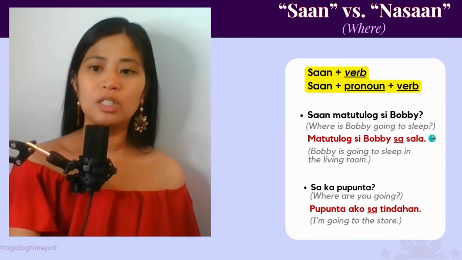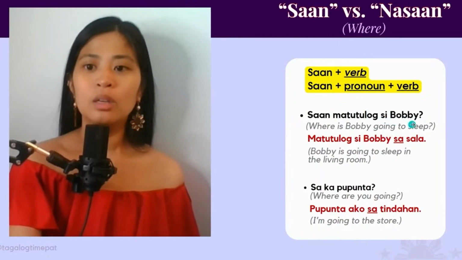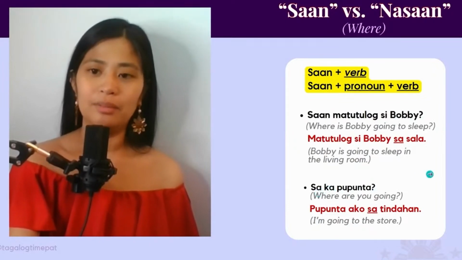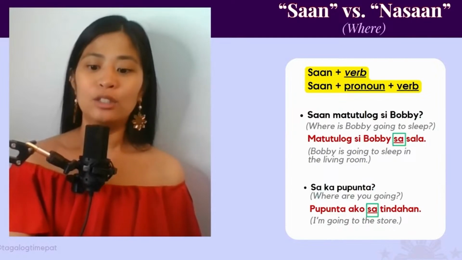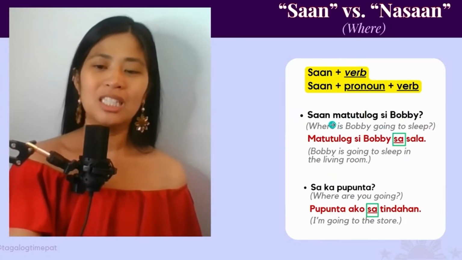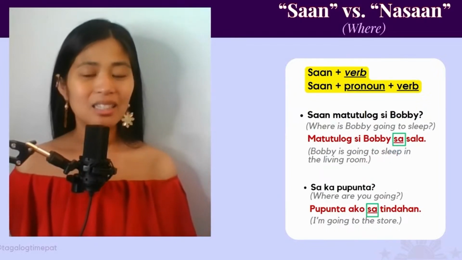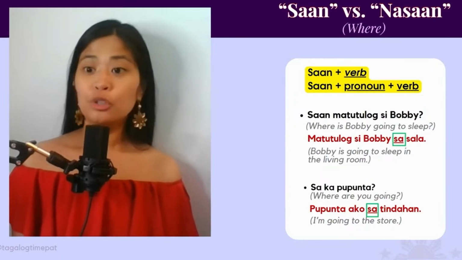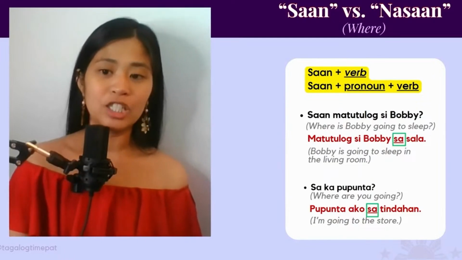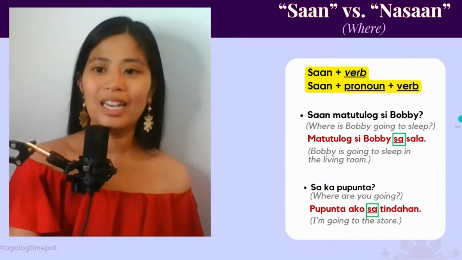If you are talking about someone specific, you would add si and then their name. Saan matutulog si Bobby? Or if you just want to use a pronoun, the pronoun would go right after the question word. Saan ka pupunta? Okay, so those are the different ways to use it. I do want to point out that your response has this word sa. When the question is saan, the response is sa. Sa is a preposition, and it means at a place, but it can mean to or from or something like that. So sa has a lot of different translations depending on the context. In this case, it means at a place or to, okay?